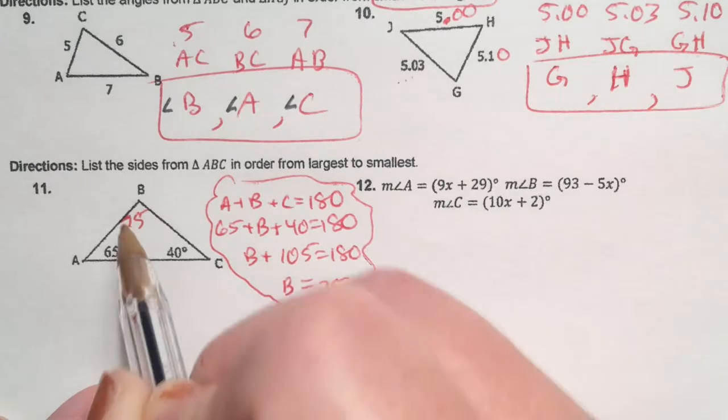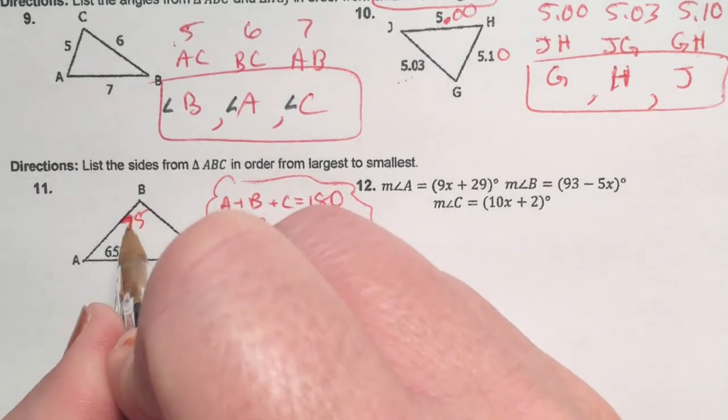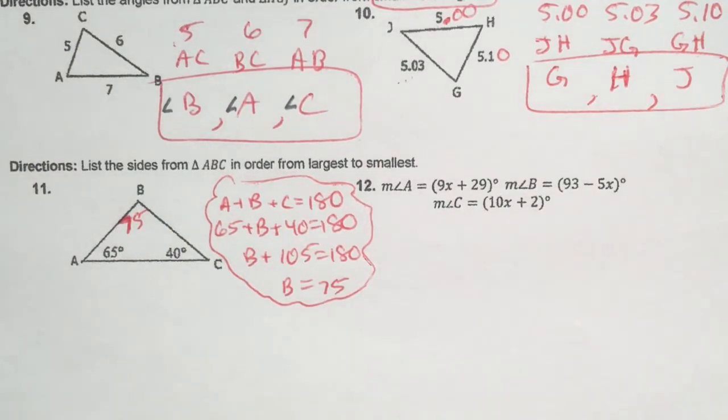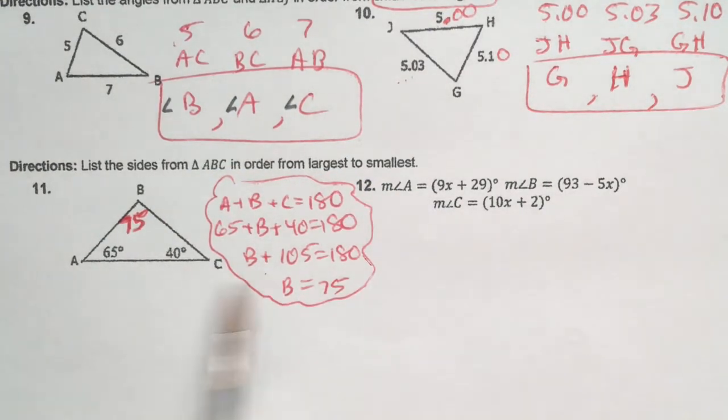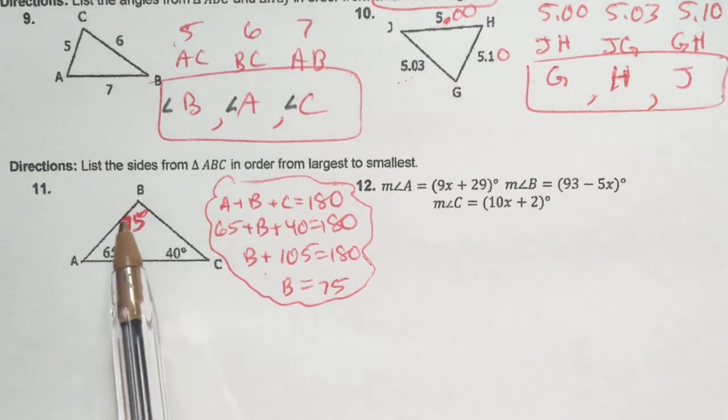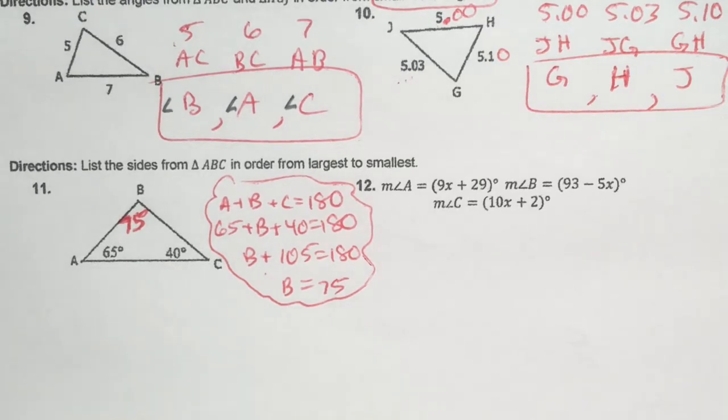Now, did I need to see this work? For your notes, it would be best that you did that so you know where you got this 75 from. But you can do this in the calculator. You could have just done this right on the calculator and put 75, and I'm totally happy with that. All right, so we know that it's 75.